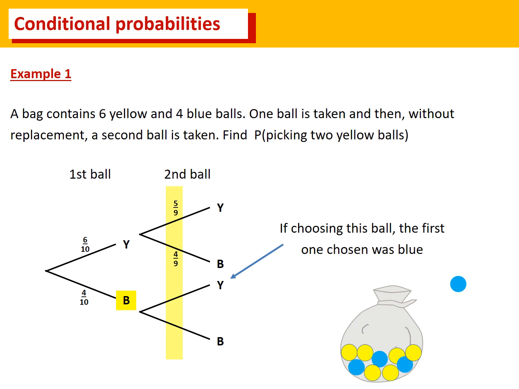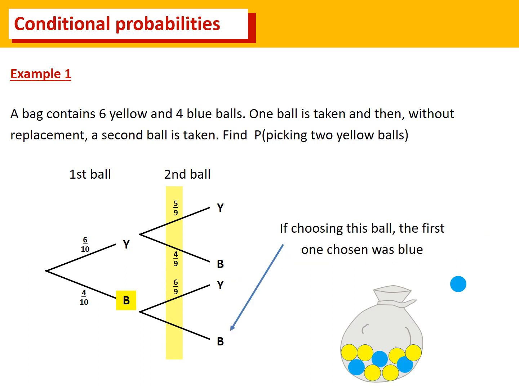Now for the bottom branches, this is the probability of obtaining a yellow if the first ball chosen is a blue, as we can see over here. We've taken the blue out of the bag. So now there are still 9 balls there altogether, but 6 of them are yellow. So now the probability of obtaining a yellow here is 6 out of 9. Note, these probabilities have changed because they depend on whether we've picked a yellow one first or a blue ball first.